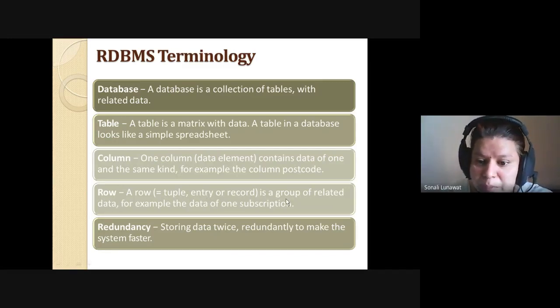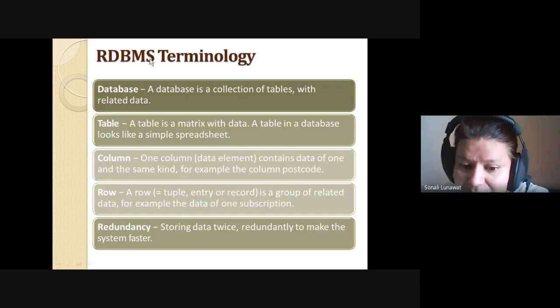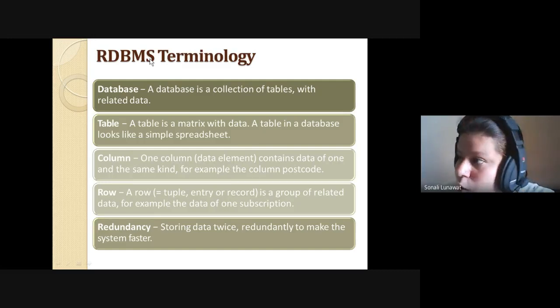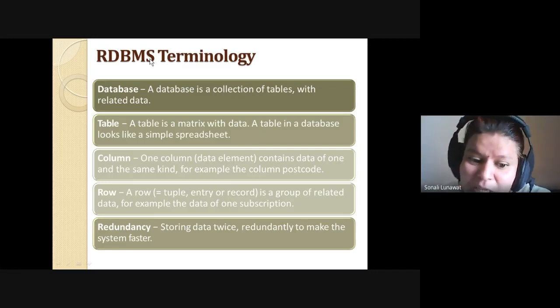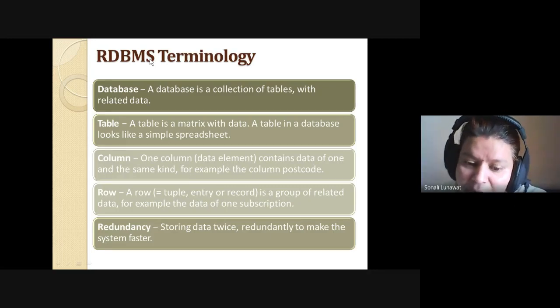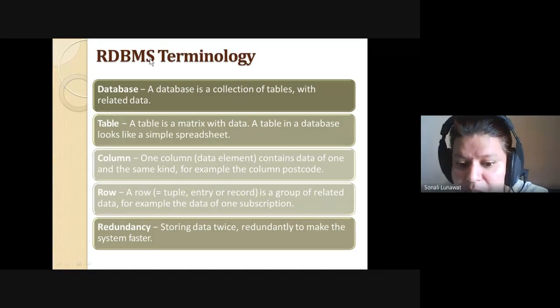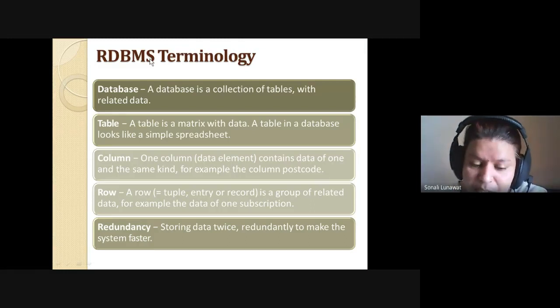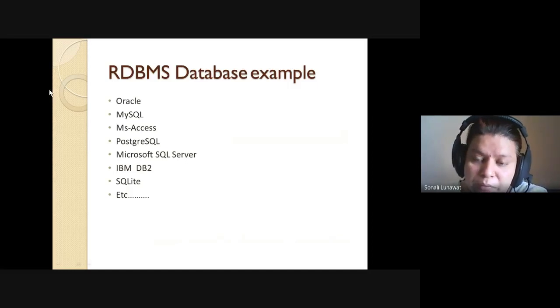Then a row is called a tuple, entry, or record. It's a group of related data. For example, the data of one subscription. So roll number one's information is one row. Redundancy is storing data twice. If the roll number one entry is already in the table and you repeat it one more time, then your data is redundant. The same thing can be repeated more than once. I'll show practically what redundancy is and how it causes problems.